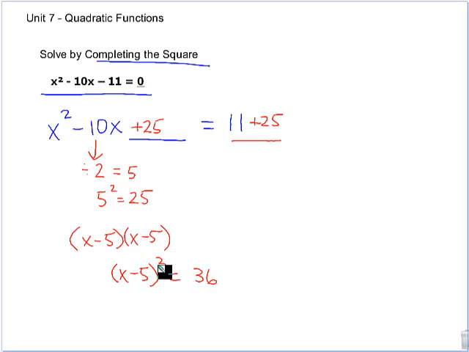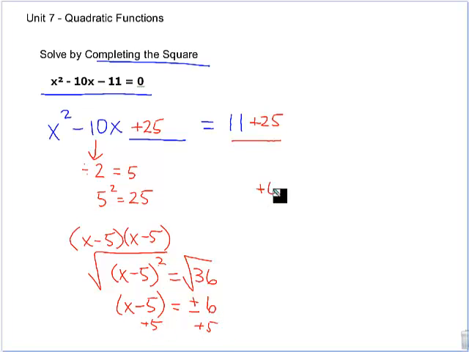Here we have a value squared, so to get rid of a square, we can take the square root of it, which then leaves us with x minus 5 is equal to plus or minus the square root of 36, which is 6. To get our x alone, we now would need to add 5. So we have to take our positive 6 and add 5, which gives us 11. And we have to take our negative 6 and add 5, which gives us negative 1. So our two solutions here are negative 1 and 11.